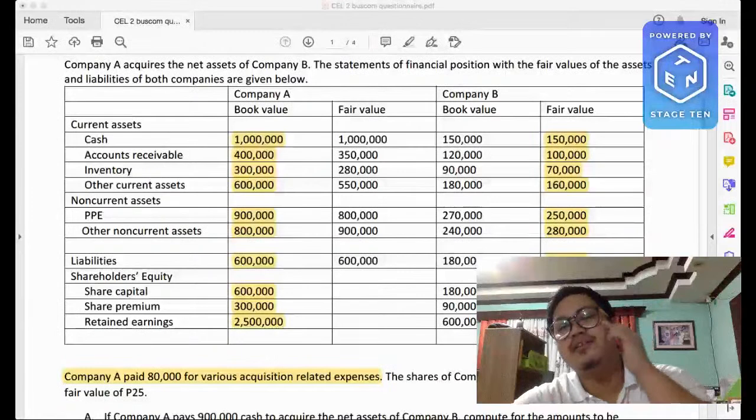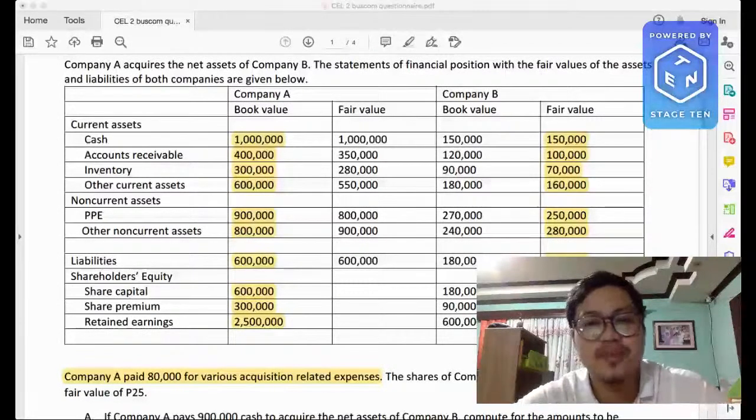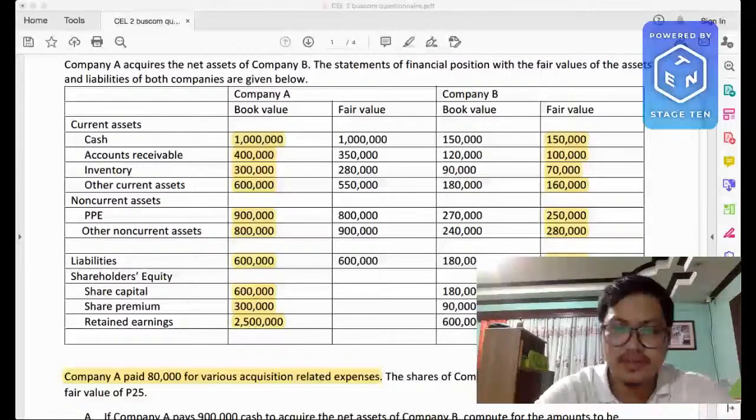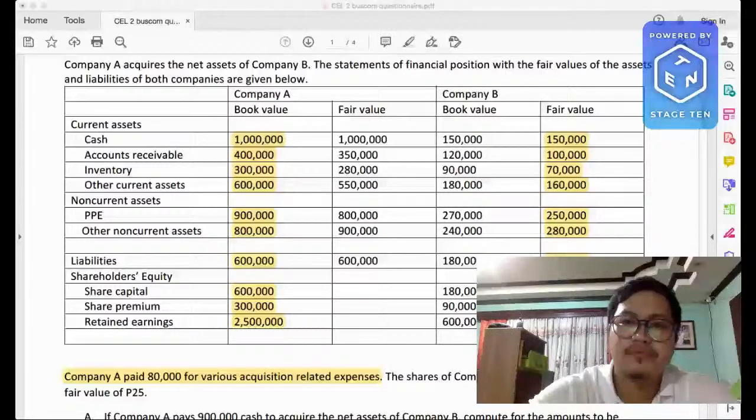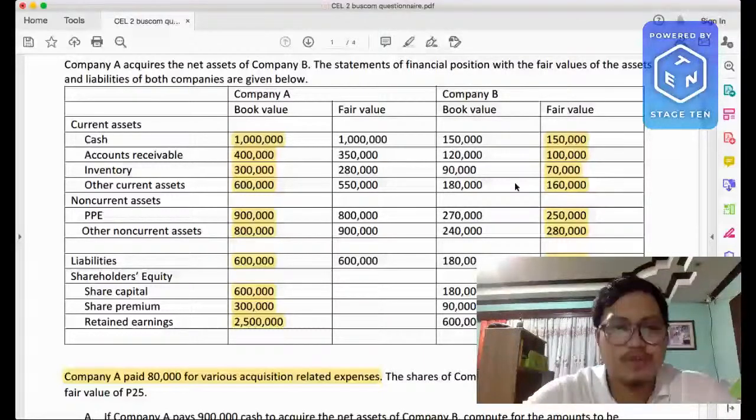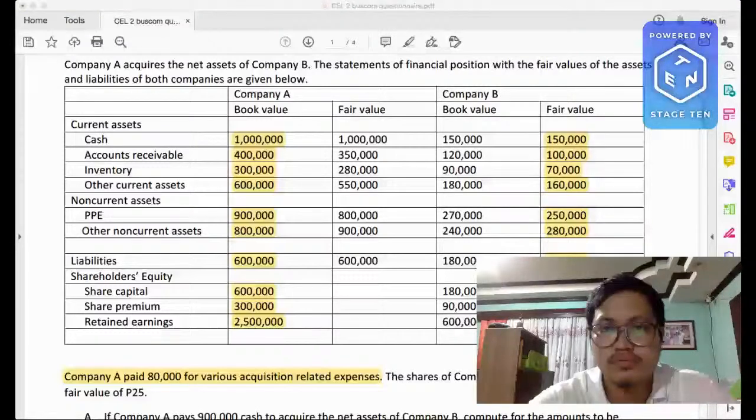Now going to the other items, class, that could be asked. Aside from cash, it would be accounts receivable. Okay, and for accounts receivable, there's nothing tricky here. So you just add 400,000 for company A and 100,000 for company B. Why 100,000 for company B? Because the relevant valuation for the acquiree is the fair value. So this would be 500,000 for accounts receivable.